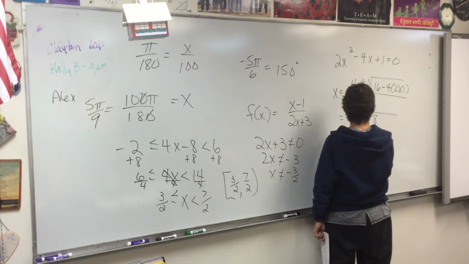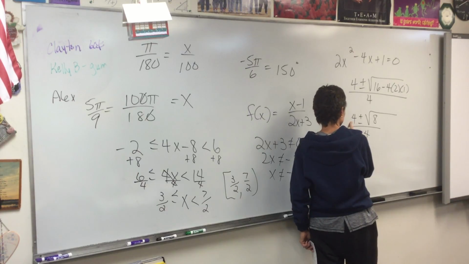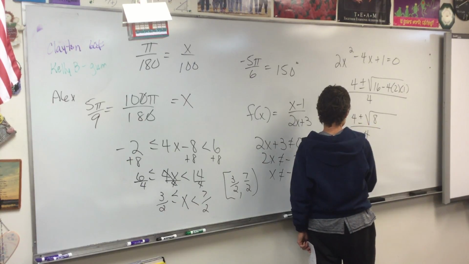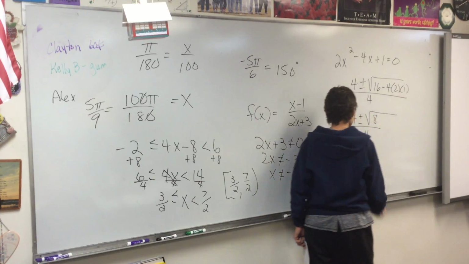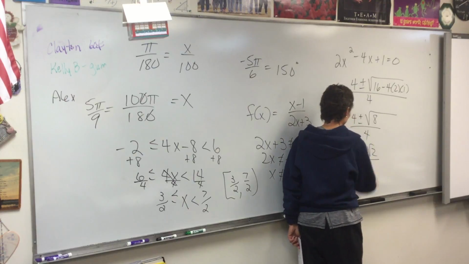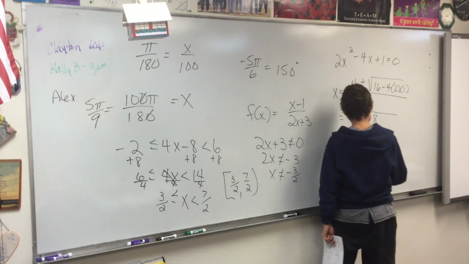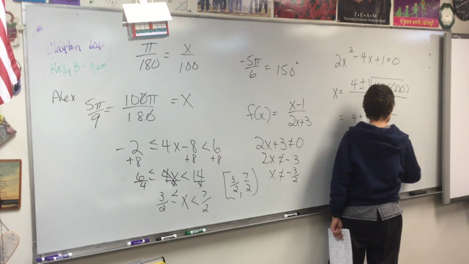8. Now see that 4 and that 4? They do not cancel. Do not cancel those 4s. You can't cancel those 4s until there's something here to cancel, right? So let's see. What's the square root of 8? 2 root 2. Now I can do some canceling because I've got a 4, a 2, and a 4 all in canceling position. So my answer is going to end up being 2 plus or minus root 2 over 2.